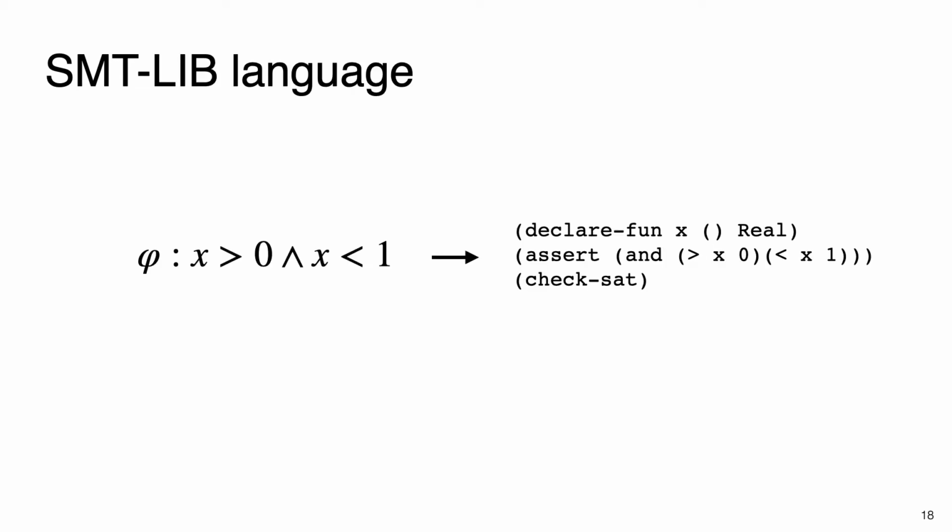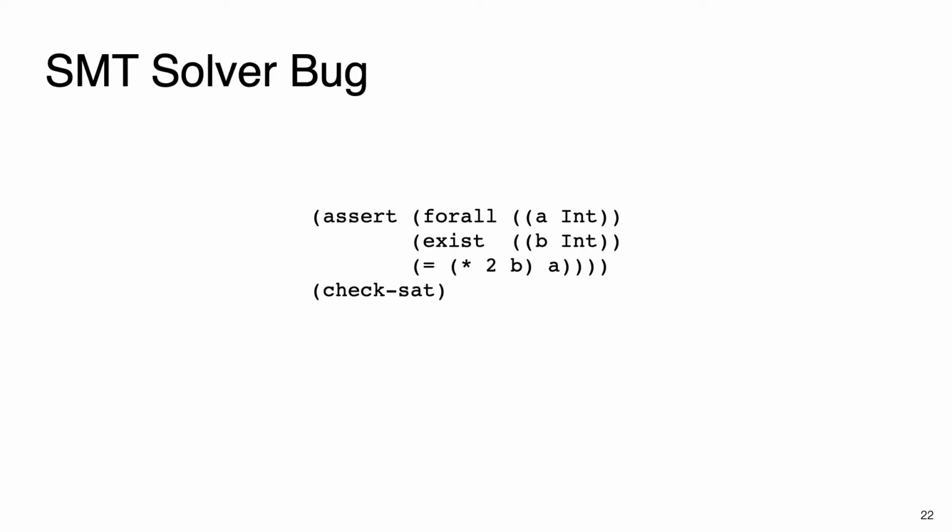In practice, SMT formulas are usually represented in the SMT-LIB language. For this example, the first line is the declaration of variable x. The second line is the assertion for describing the formula. The third line calls the solver to give the satisfiability of this formula.